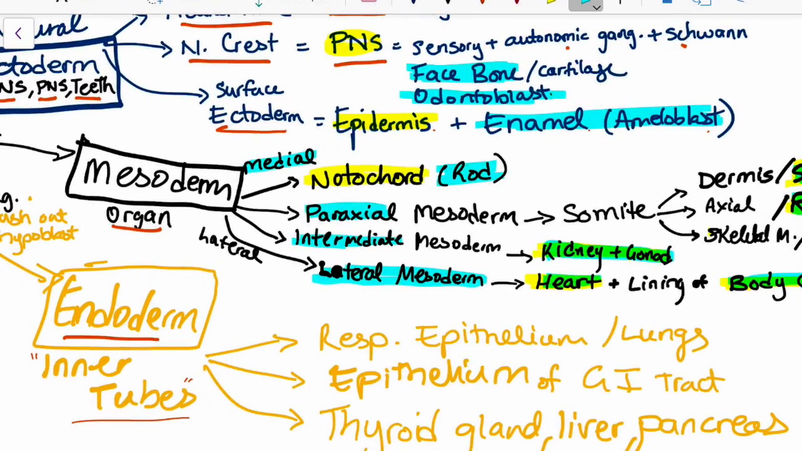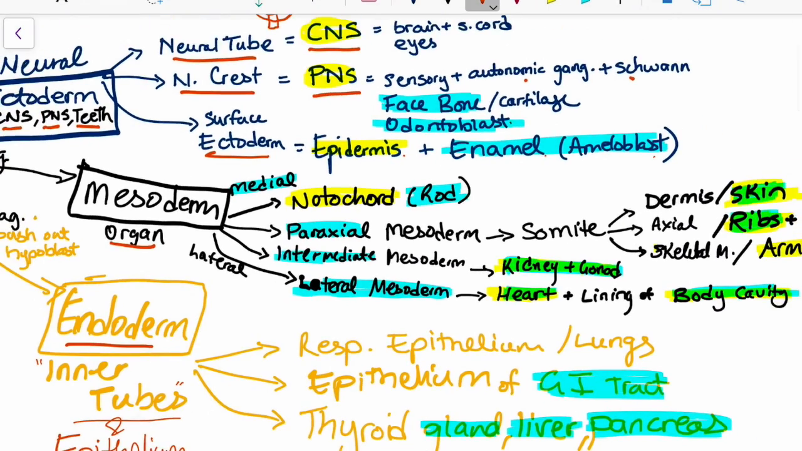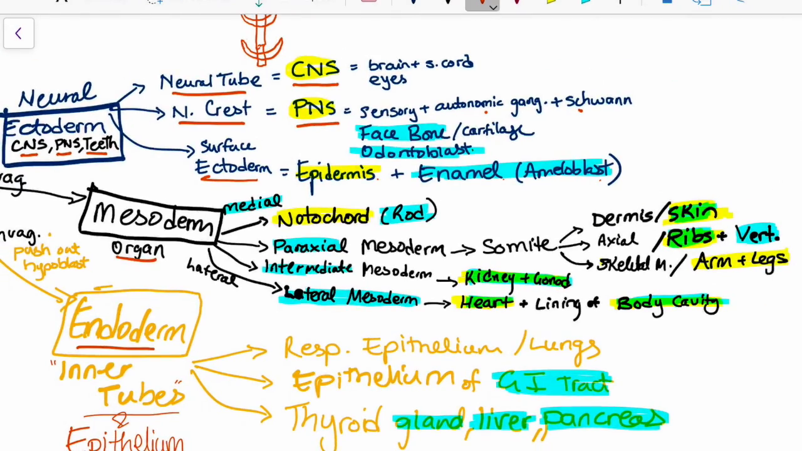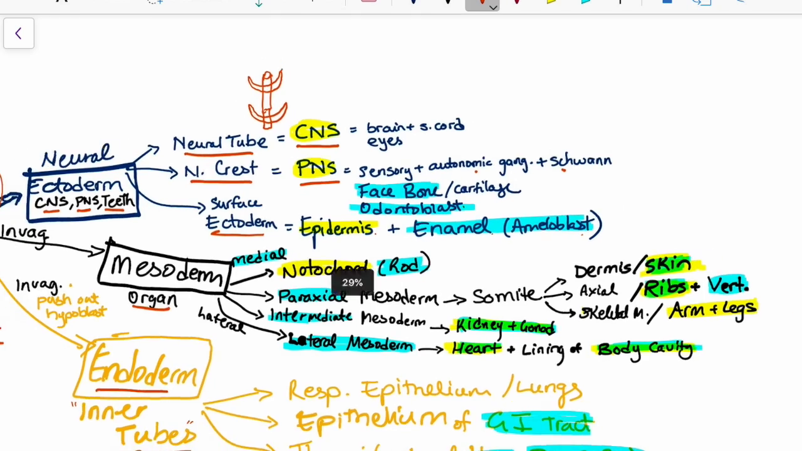And then endoderm is your inner tubes or epithelium. The respiratory epithelium and lung lining are from endoderm. GI tract epithelium is endoderm, and glands like the thyroid gland, liver, and pancreas are from endoderm. So endoderm mostly gives you epithelium and the tubes or the glands, whereas the mesoderm will give you organs, mostly your ribs and vertebrae, arms and legs. And ectoderm gives you most of the epidermis, oral components, and the central and peripheral nervous system.